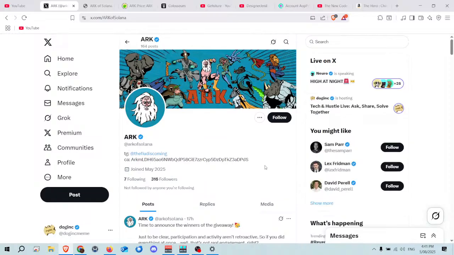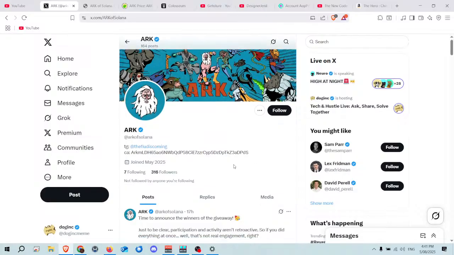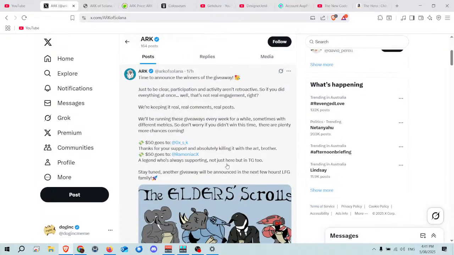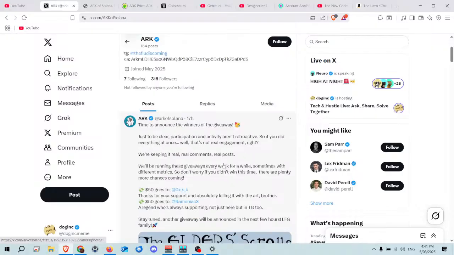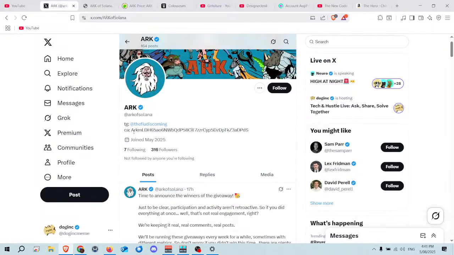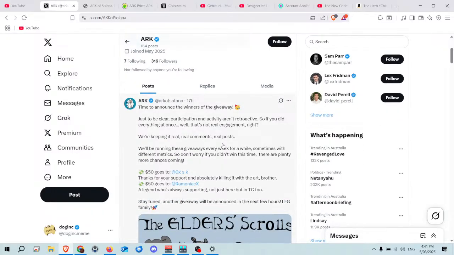So on our Telegram, someone dropped this Arc of Solana. I thought I'd go check it out just to see what it's about. It's a meme coin, and they started with a vanity address, so it wasn't through Pump Fun or anything like that.